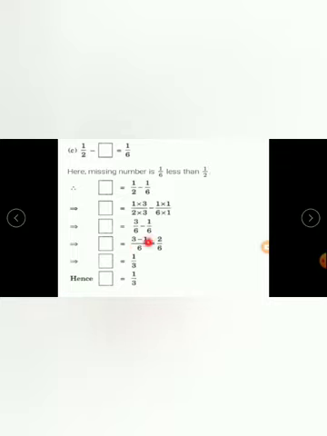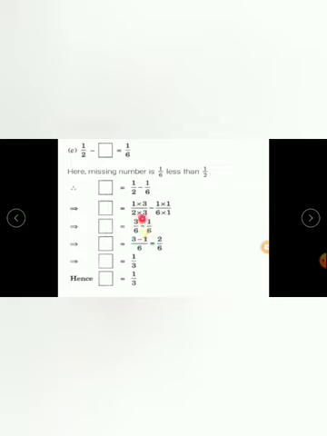Now 2 by 6. Now compare the numerator and denominator. 2 and 6 have common factors, isn't it? So we need to convert it into simplest form. What is the common factor between 2 and 6? 2 itself is the common factor. So dividing both by 2, what are you getting? 2 divided by 2 is 1. 6 divided by 2 is 3. So the simplest form of 2 by 6 is 1 by 3.